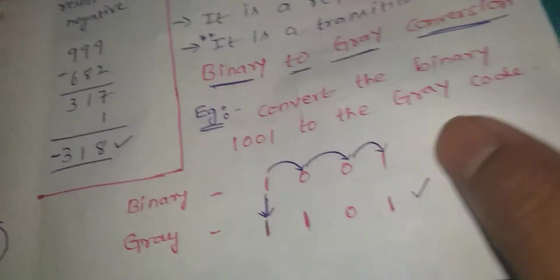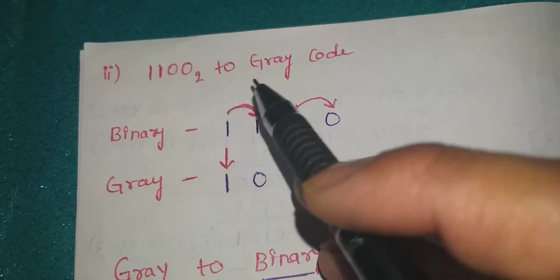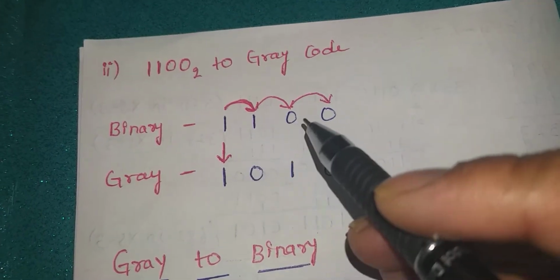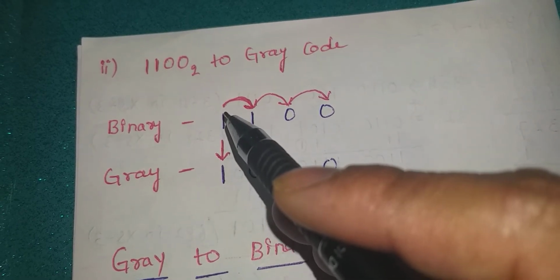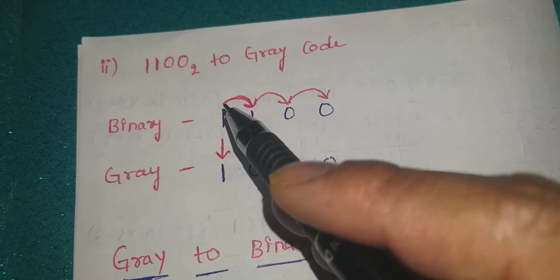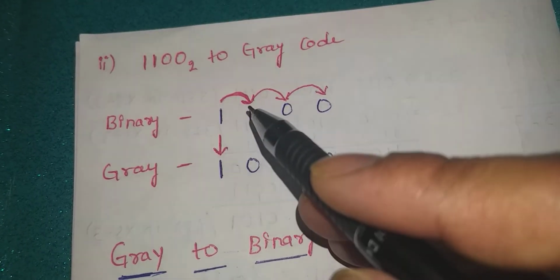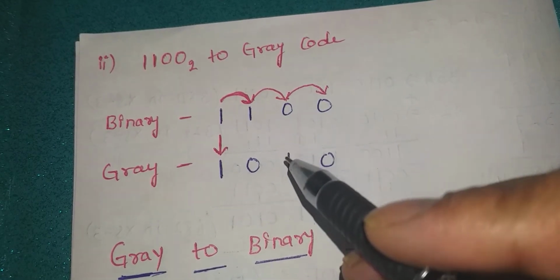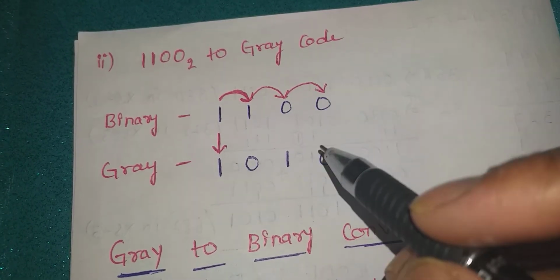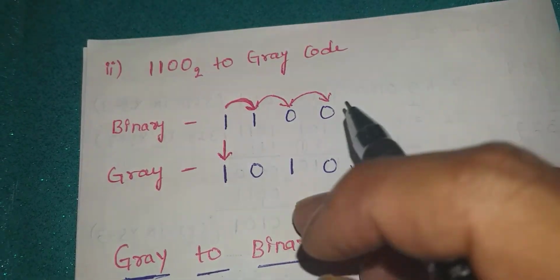If you want, we will do one more example here. Observe this. This is a binary number given, we have to convert into gray code. 1100. We know that we have to take the MSB as it is. Now we have to cross check. 1 1, there is no transition, the output is 0. 1 to 0, there is a transition, the output is 1. 0 to 0, there is no transition, the output is 0. In this way you have to perform binary to gray code.